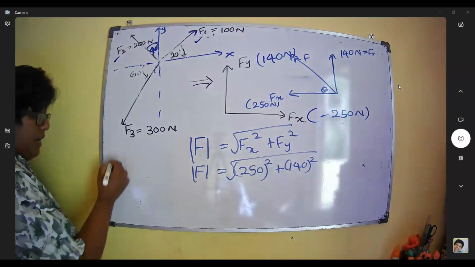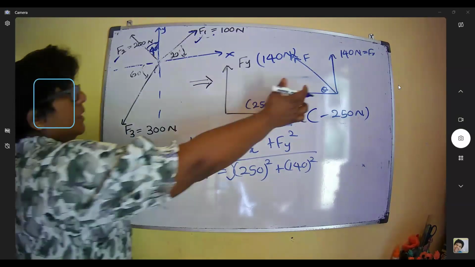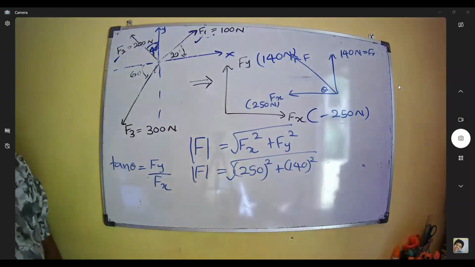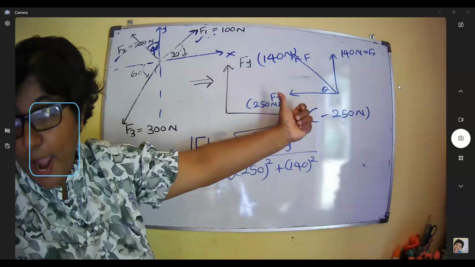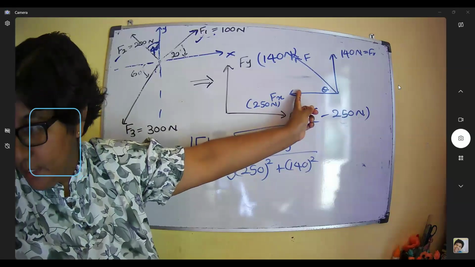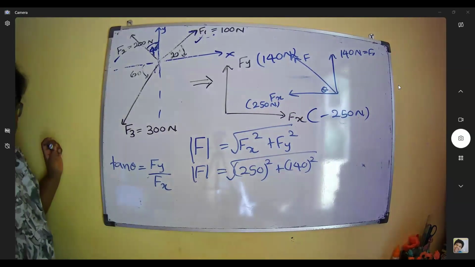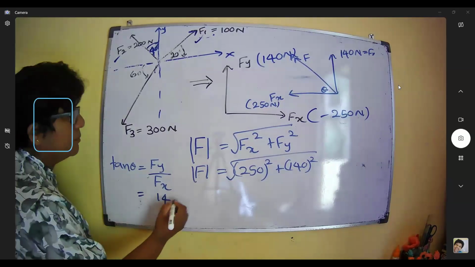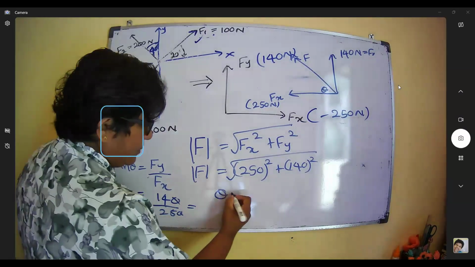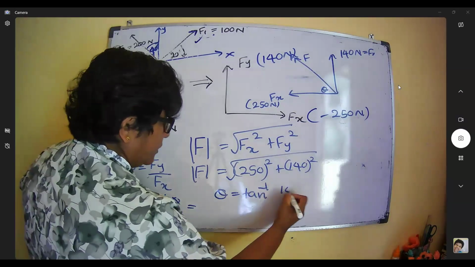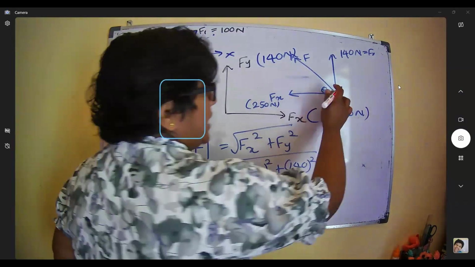Again, we can find tan theta. Tan theta, we know, is Fy divided by Fx. Theta makes the angle with the left hand side of the x-axis, right? Not the right hand side, the left hand side of the x-axis, right? Then we can find Fy over Fx, 140 divided by 250. You can find the tan inverse value, right?